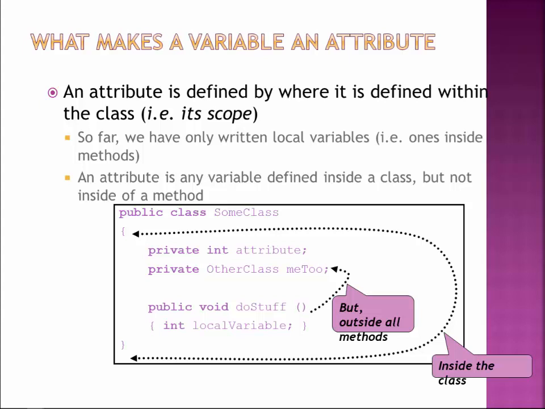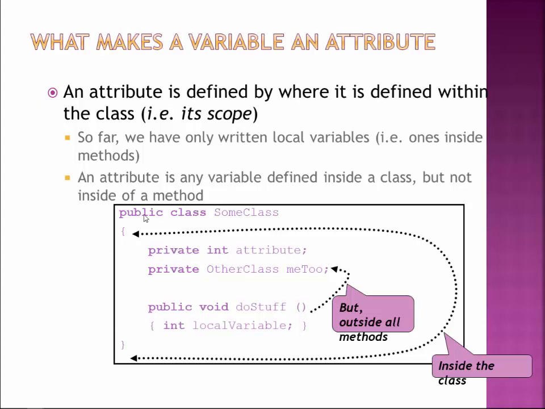You can see the curly brackets inside of this method, the do stuff. I have a local variable that lives inside here because it's inside these curly brackets. If it was a parameter to this method, it would be a parameter, not an attribute. So the attributes live outside of the rest of the methods, but inside of the class.